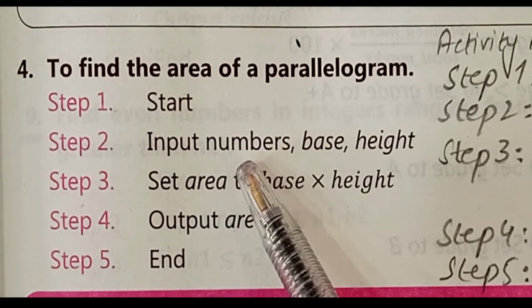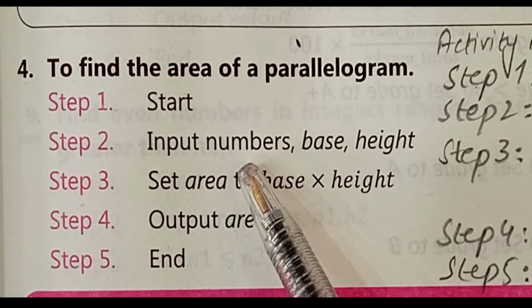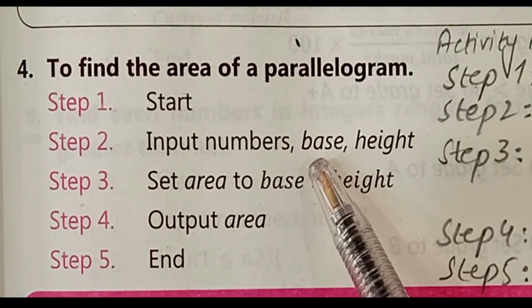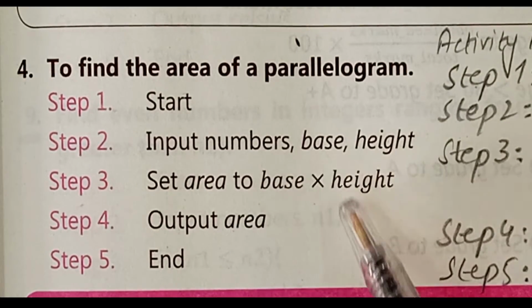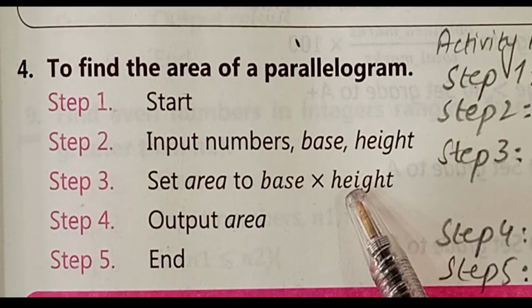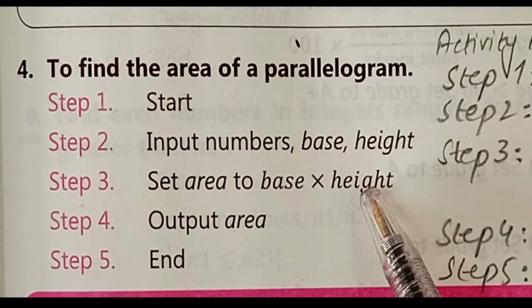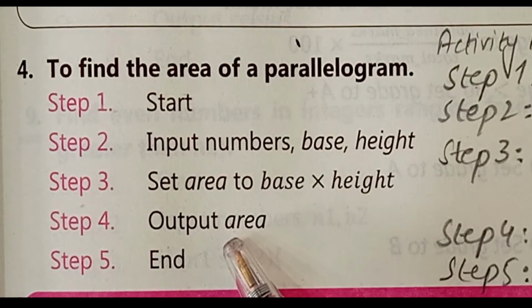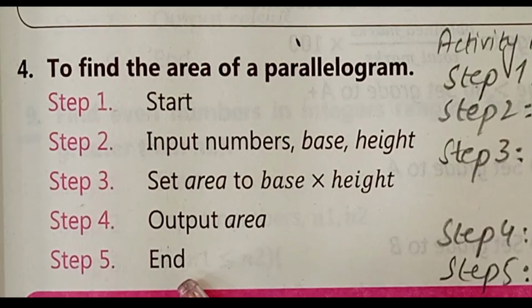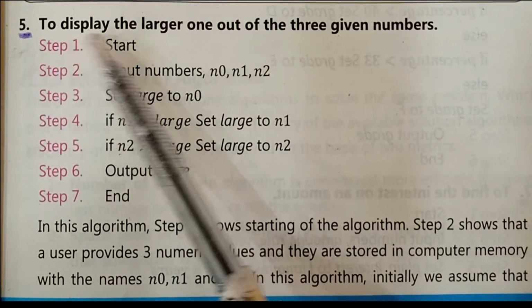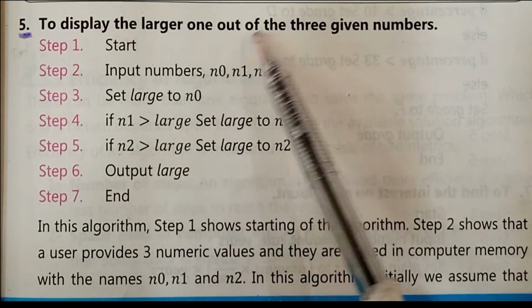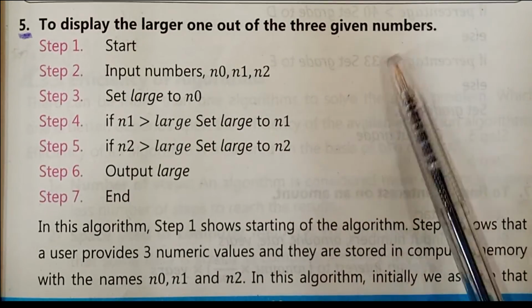Second one, we are given the input numbers with the name of base and height in the computer memory. Then we are assigning the formula of area in the computer memory, that is base multiply by height. Then it will give the output with the name of area after calculation, and in the last the algorithm will be end. So example number 5, to display the larger one out of the 3 given numbers.